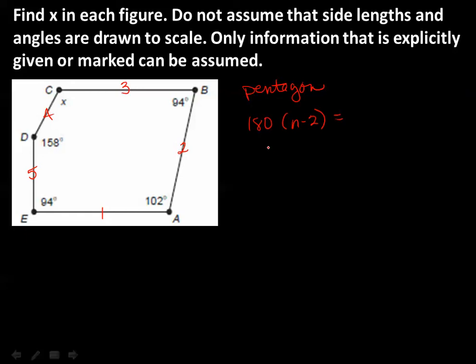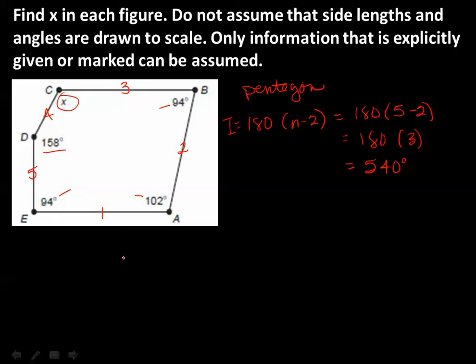That's going to give me the sum of all the interior angles. Remember the big I. So I'm going to have 180 times 5 minus 2, which equals 180 times 3. So 180 times 3 was 540. Okay, so now I know the sum of all the interior angles. Well, I know the measure of all of these angles right here. All I got to find is x.